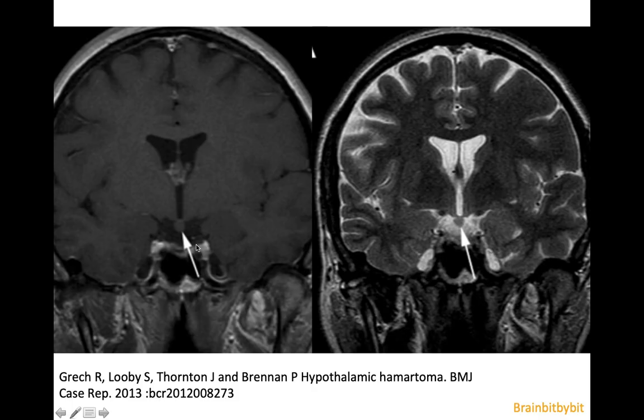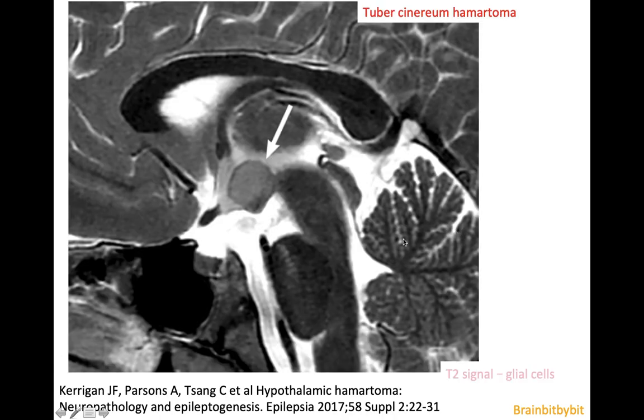Hypothalamic hamartomas can be very small, as you can see on this coronal T1 and T2 weighted image, or large, as you can see on this sagittal T2 weighted image. Because hamartomas are composed of normal cells, they do not enhance. In a hypothalamic hamartoma, there are neurons and glial cells, and the higher the T2 signal, the higher the amount of glial cells.